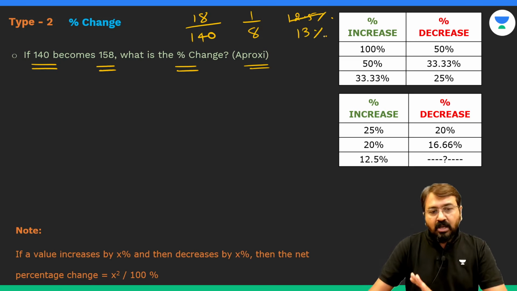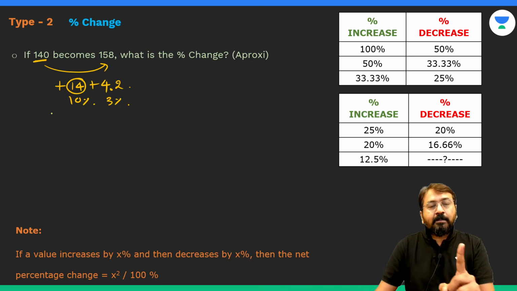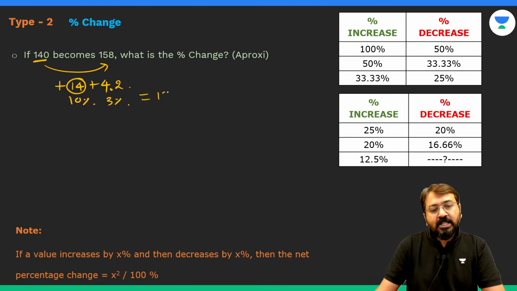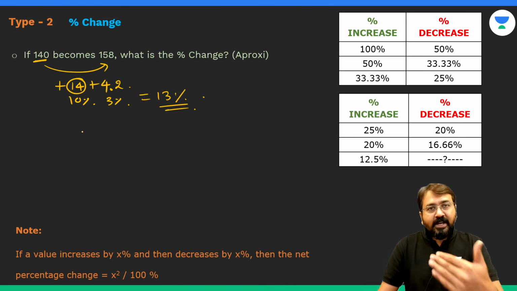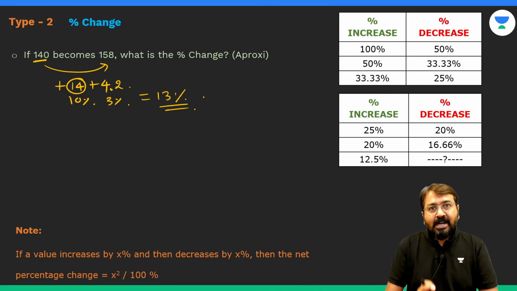This is one way. The other way of thinking, which is very simple, is that this value is increasing by 18. 18 can be written as 14 plus 4. Now we know 14 is 10% of 140, and had it been 4.2 over here, can I say 4.2 is 3% of 140, because 1% of 140 is 1.4? So 3% will be 4.2. So this is going to be 13.2%. So ultimately, this is going to be around 13%. You should be able to quickly make these kinds of calculations. I really hope you are getting my point.